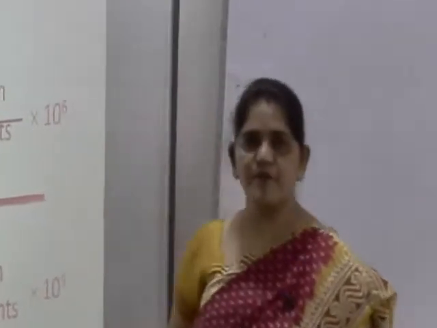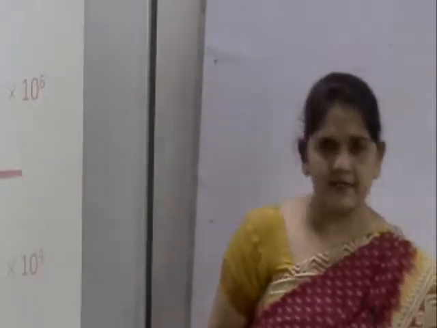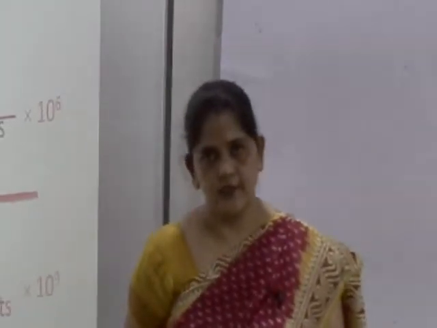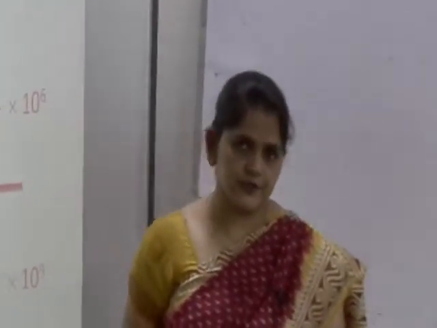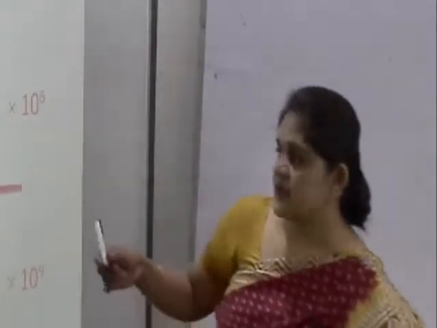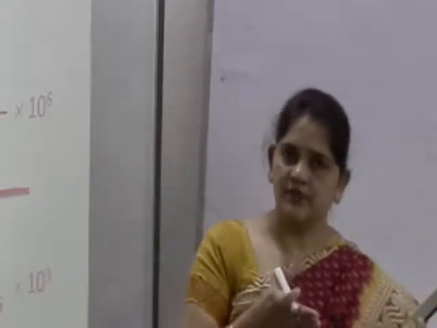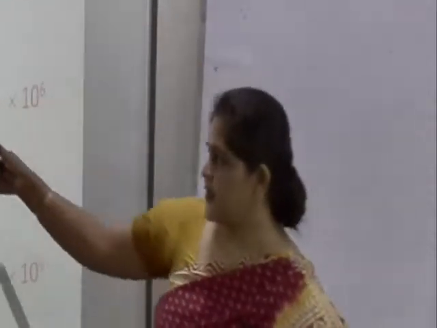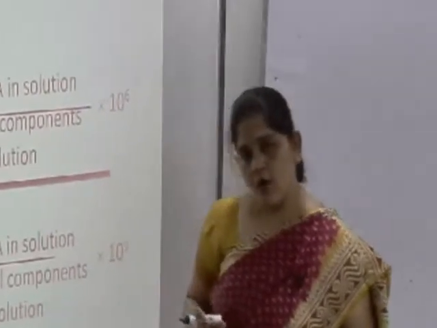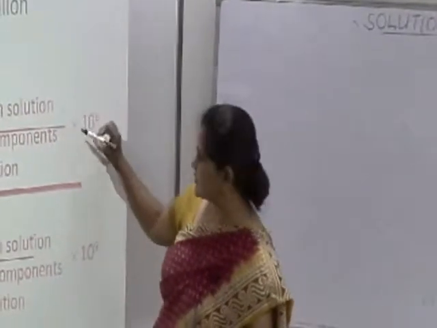For example, if I have to measure the concentration of sulfur dioxide pollutant in the atmosphere, which is very small in quantity, we cannot do it on a scale of 100, that is for every 100 of your solution. So we measure it in terms of parts per million. If I want to find the parts per million of any particular solute, it will be the number of parts of A in the solution, can be in mass or in volume, upon the total parts of all the components into 10 to the power of 6.